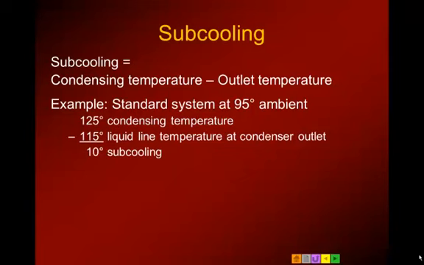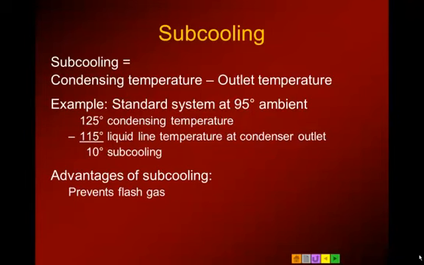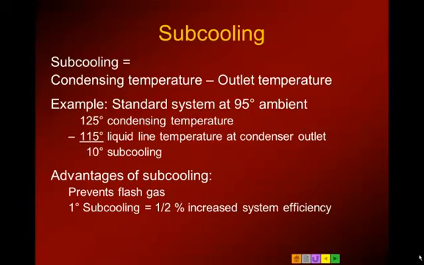Now, where did the 125 degrees come from? Well, if it's a standard system, it's a 30 degree condenser temperature split. So we're looking at 95 plus 30 equals 125 degree condensing temperature. And then we check the temperature on the liquid line and we end up with 10 degree subcooling. Advantages of subcooling: prevents flash gas, or at least minimizes the amount of flash gas. For every 1 degree subcooling, there will be a gain of 0.5% increase in system efficiency.